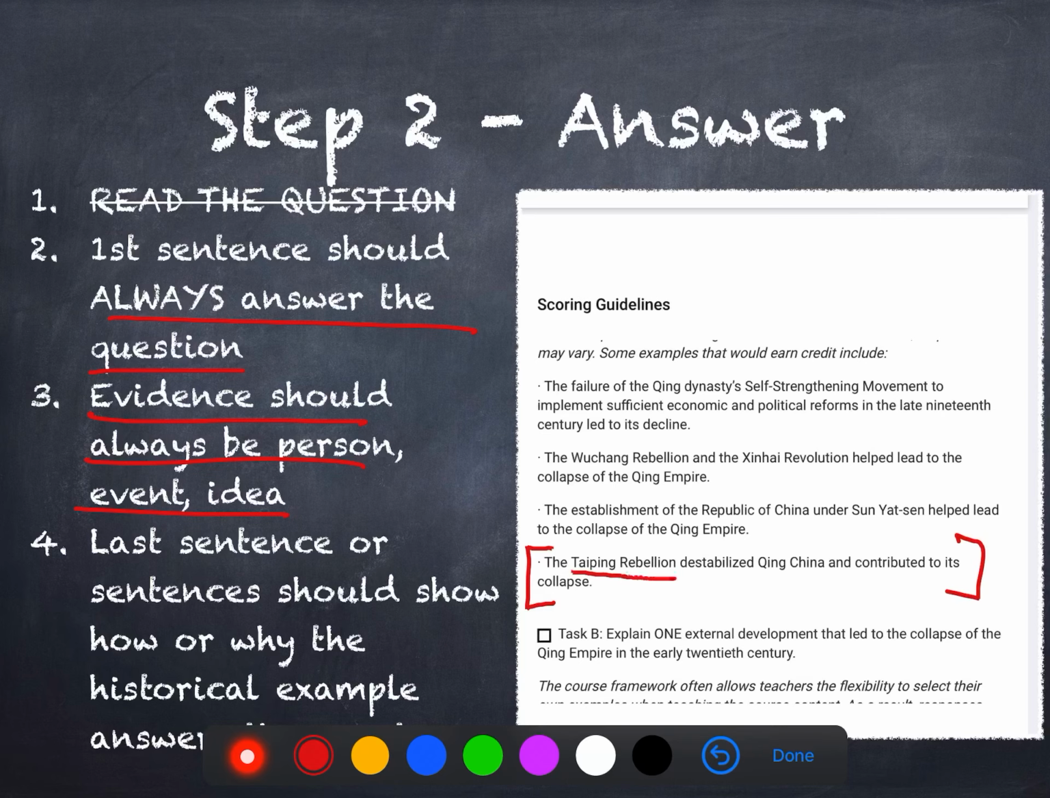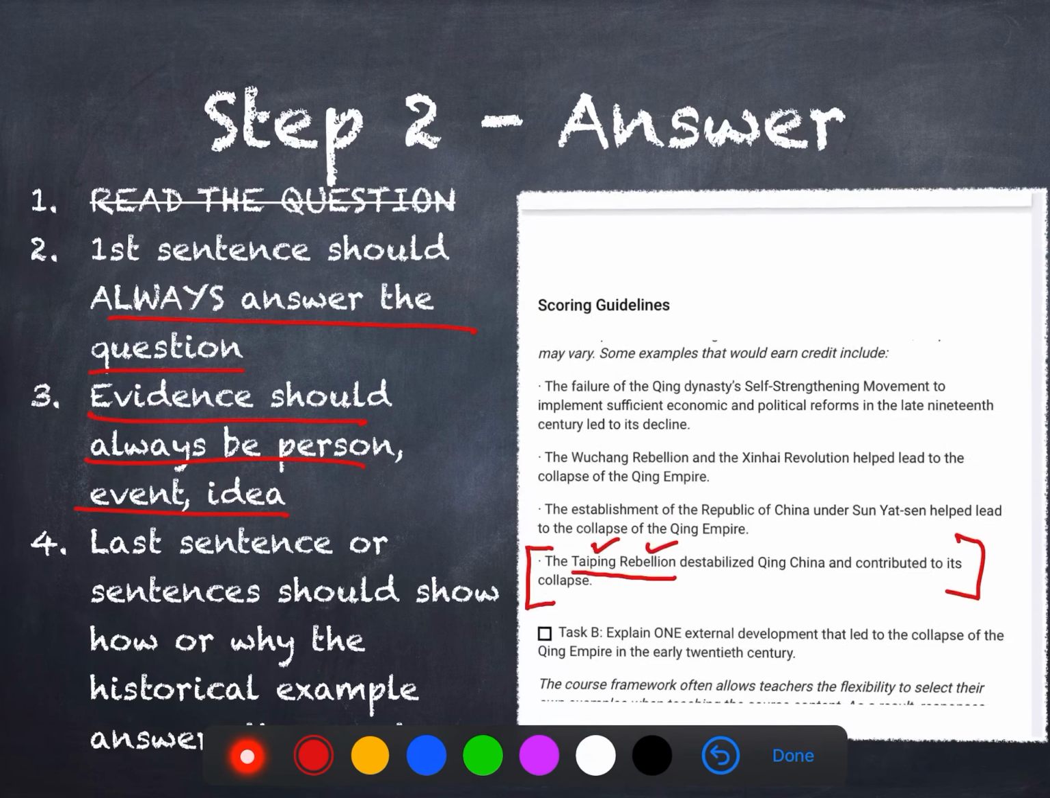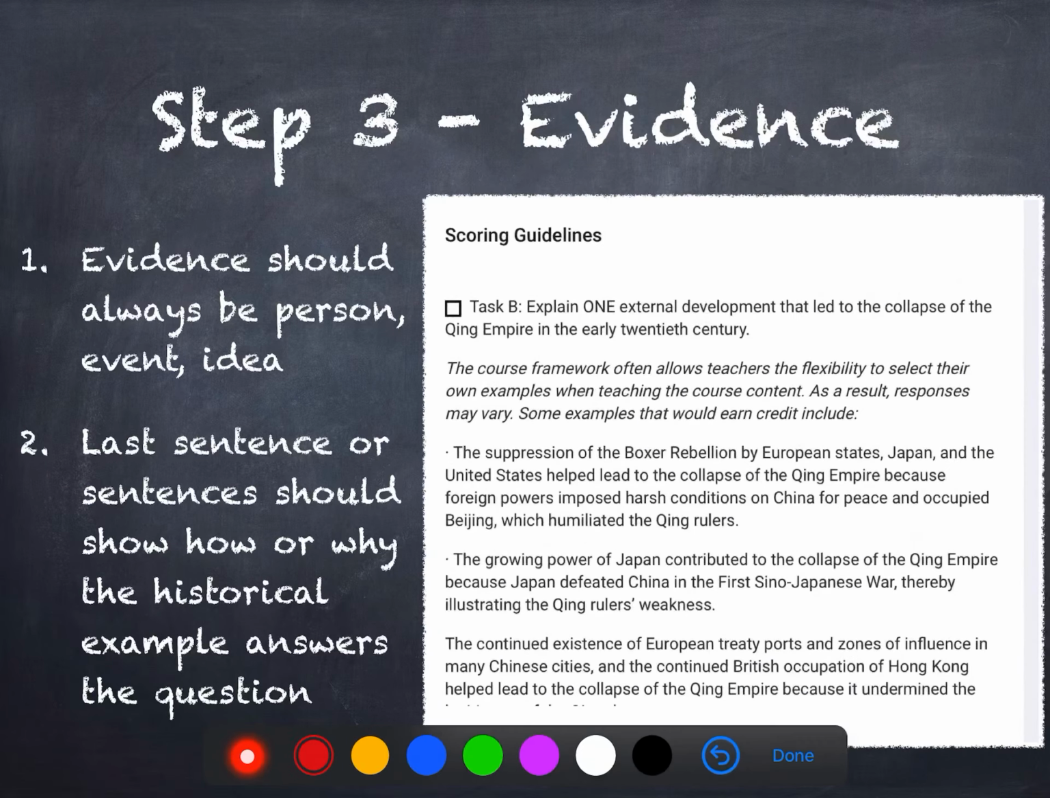That's it. The question is, what was an internal problem that led to the collapse? The Taiping Rebellion. And it's naming it specifically. It's not just saying rebellion. It's not just saying overpopulation. It's naming something specific. It has to be like a proper noun, a proper person, place, or thing that you're referring to.